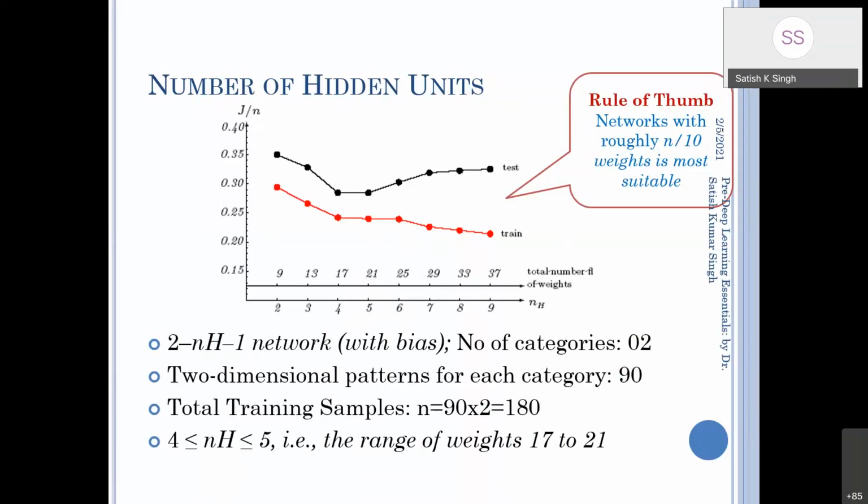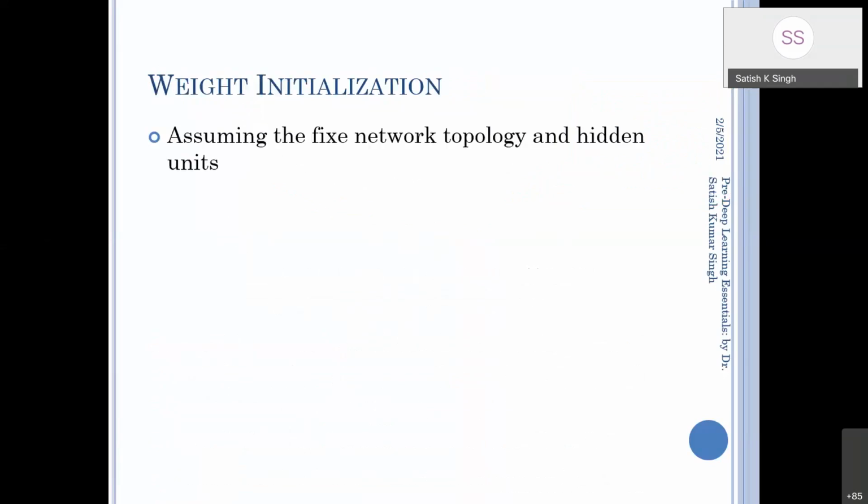Although it depends upon some other things, like the receptive field in case of vision and image processing applications, certainly you can get some clue about the number of hidden units. Rather than doing hit and trial for an infinite number of settings, you can choose a few settings and then optimize. There are also things about weight initialization, assuming a fixed network topology and hidden units.